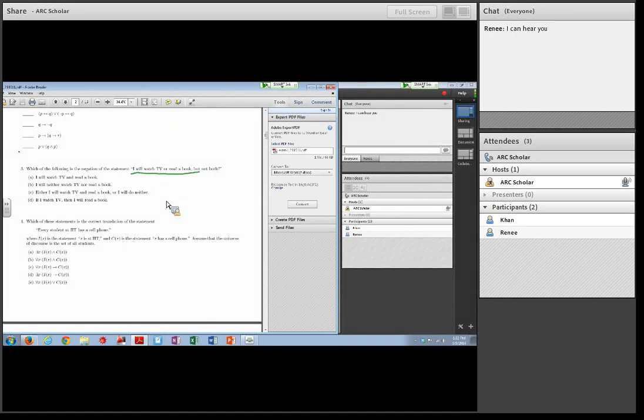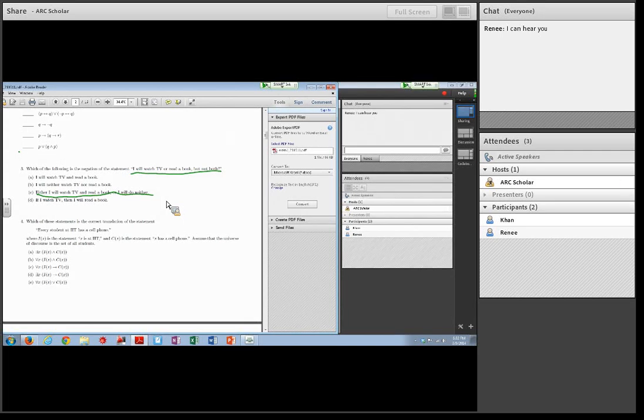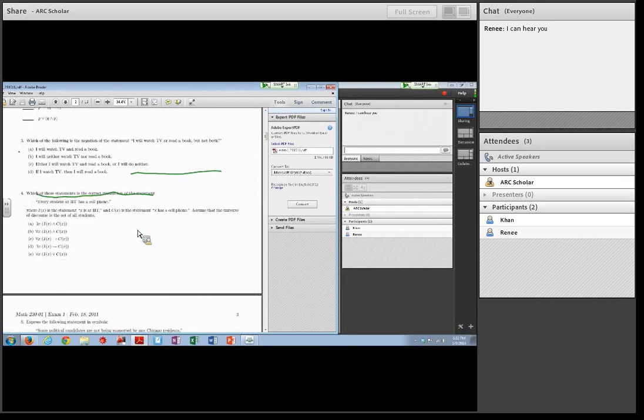So what this really means is one or the other, but not both. So the negation would be I will watch and read, or I will do neither. So it's either I will watch TV and read a book, or I will do neither. Right? Okay. So think a little bit. It's not that hard. You just have a clear mind, you'll find it.